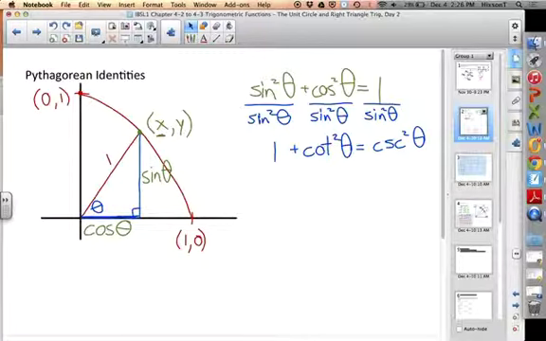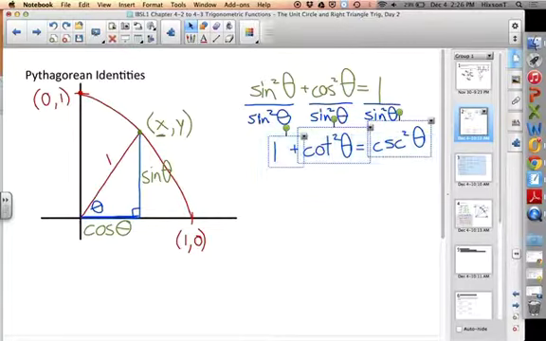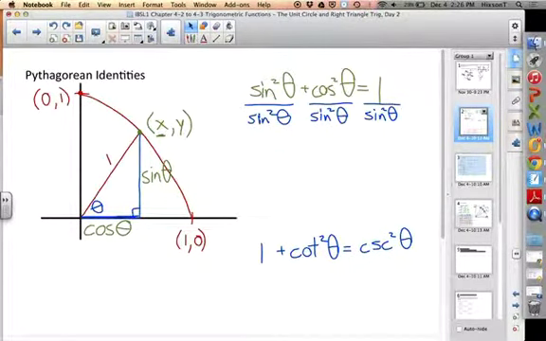Okay? So, 1 plus cotangent squared is always going to equal cosecant squared. If you went back and looked at some of the problems we did yesterday and actually plugged in the values that we had gotten, it'll work out every time. That's our second Pythagorean identity.